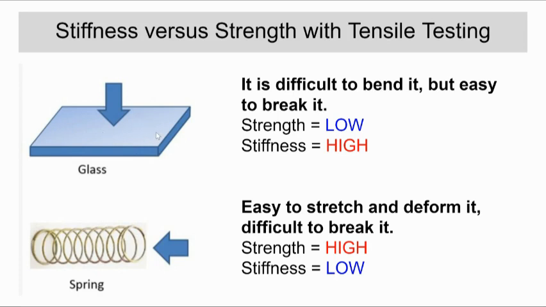You could add a weight to the top of a glass table and it's not going to sag under that load. It's difficult to bend, but it doesn't take much force to break it. So its strength is very low. Whereas a spring is easy to stretch and deform, but very difficult to break or fracture. So its stiffness is very low, but its strength is extremely high.